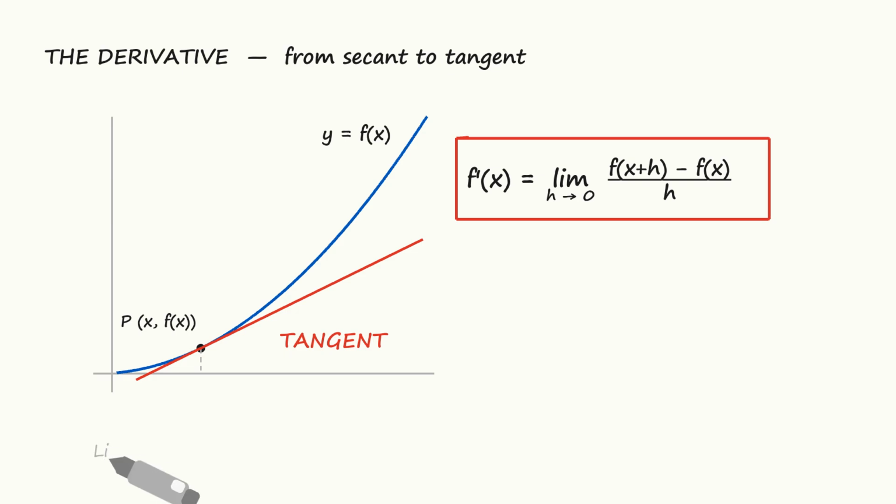One condition, and the paper setters love it. That limit must exist from the left and the right. If the two sides disagree, a sharp corner, a cusp, the derivative simply does not exist there.